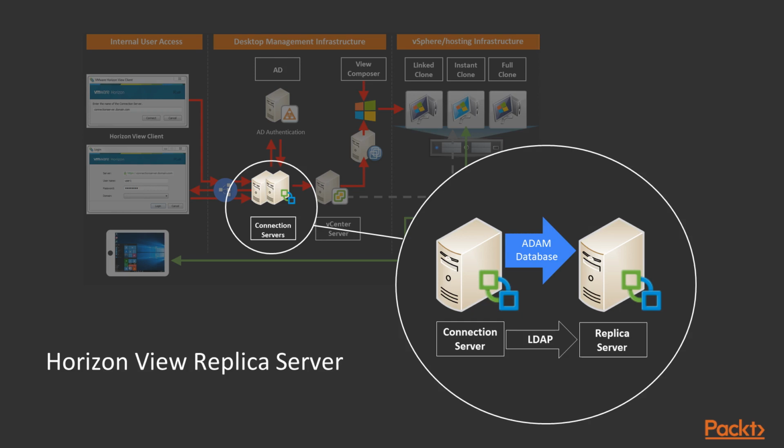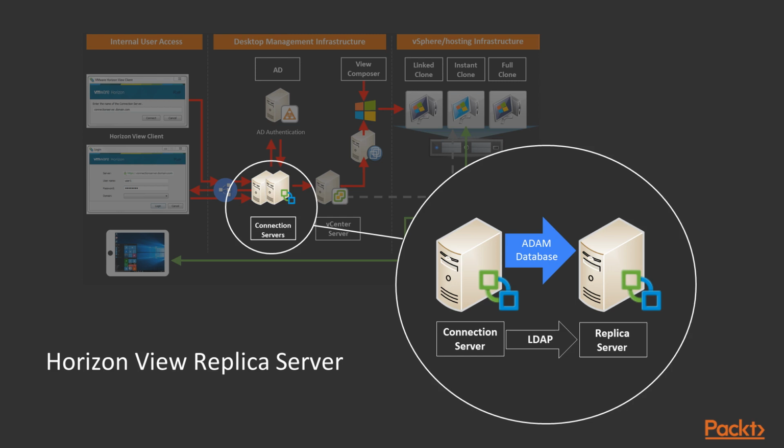The connection server stores all of its information relating to end users, desktop pools, virtual machines, and other View-related objects in an Active Directory Application Mode Database, or ADAM. Then, using LDAP, it uses a method similar to the one that Active Directory uses for replication. The View information gets copied from the original connection server to the replica server, hence why it's called a replica server.